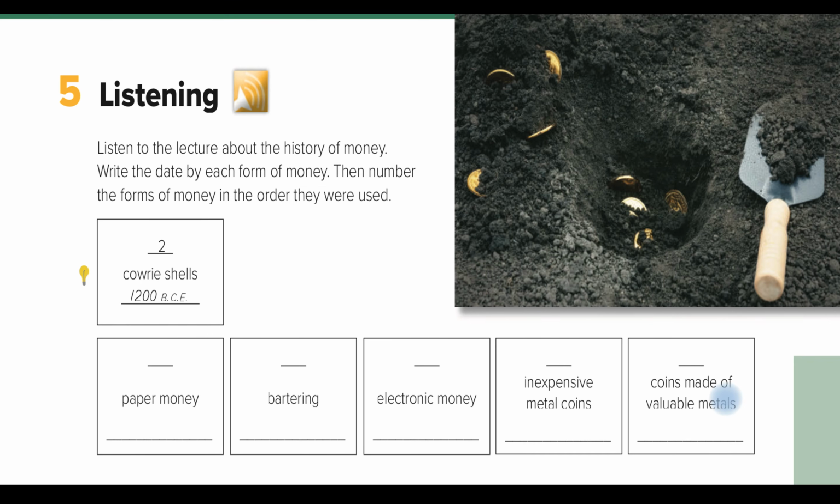Now listen to the lecture about the history of money and write the date by each form of money, and then number the forms of money in the order they were used.